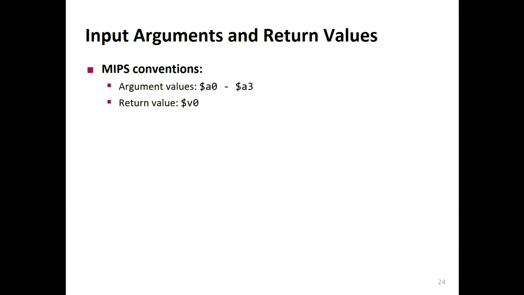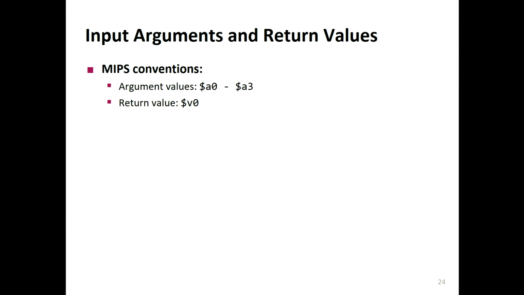Okay, so the conventions, we can begin talking about a little bit of them. So argument values. To pass arguments, you can use the registers A0 through A3. So before a caller calls a procedure, to pass arguments, it would store these arguments in these 4 registers, and then jump to the procedure. And what the called procedure would do is store the return value in V0, sometimes also V1, and return it.